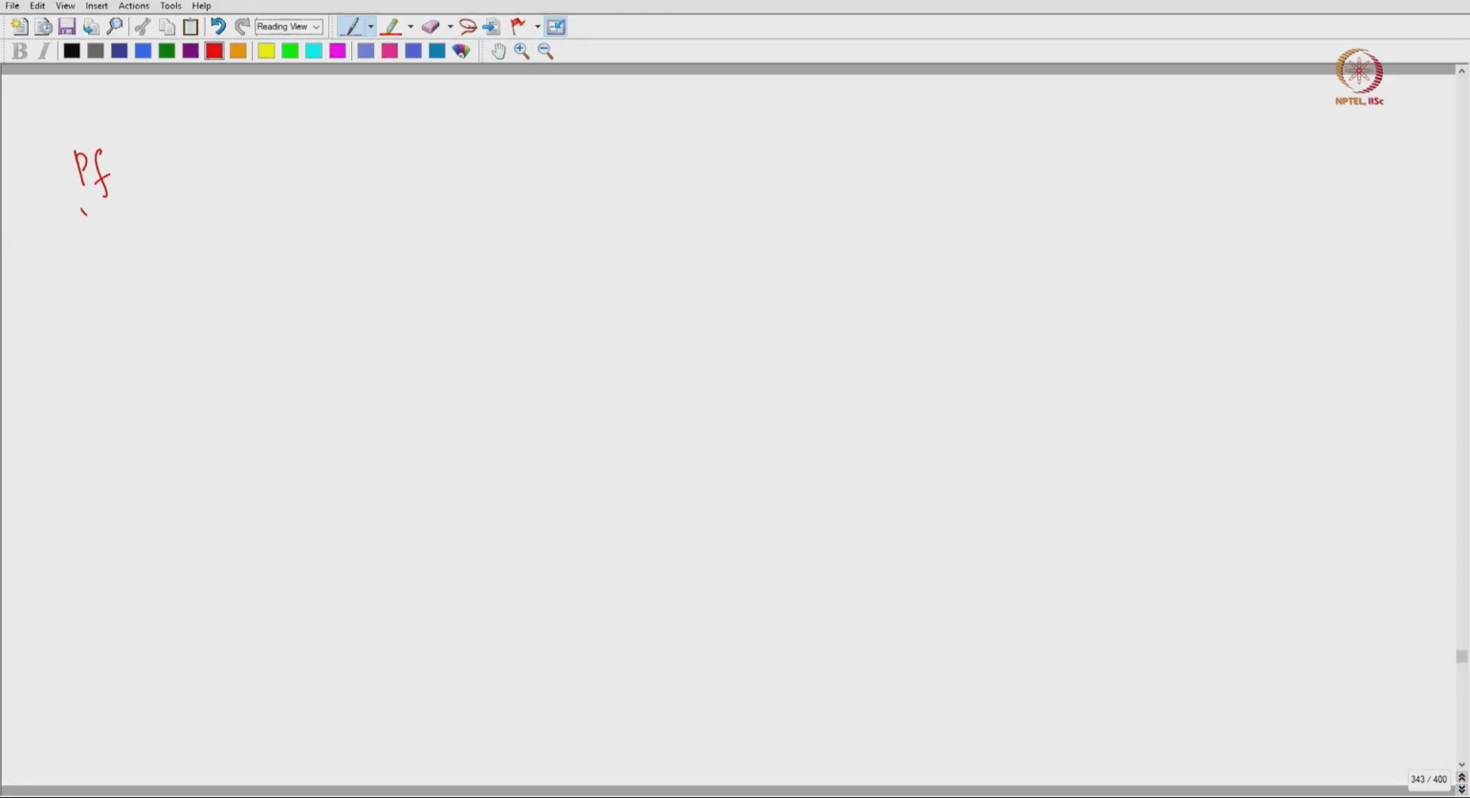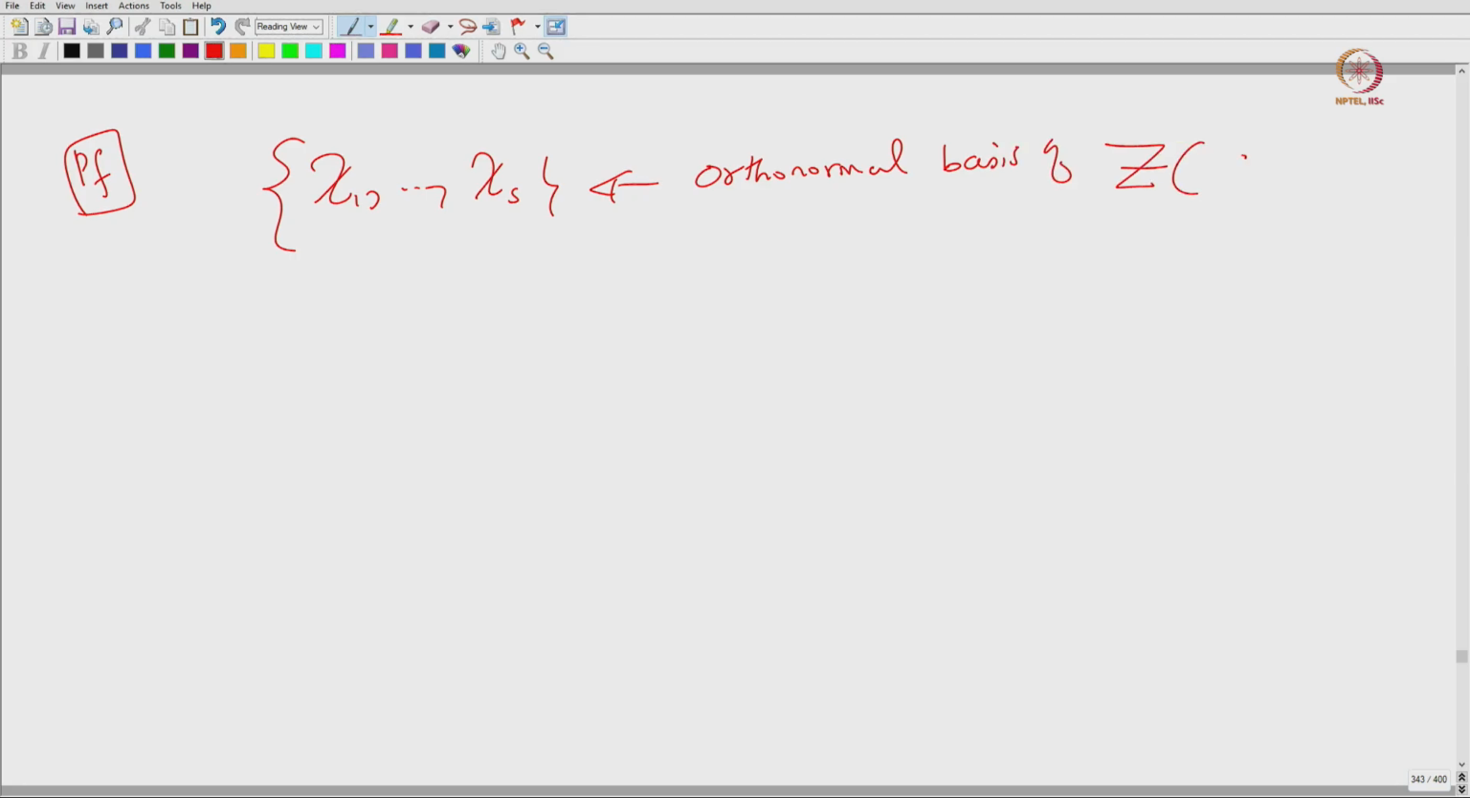Okay, so here is the proof. Again, the proof is not very complicated. It again uses the fact that chi 1, etc., chi s form an orthonormal basis of Z of C G. In particular, given any element of Z of C G, you can write it as a linear combination of chi i, where the coefficients have a very explicit expression in terms of the inner product of that element with the chi i's.